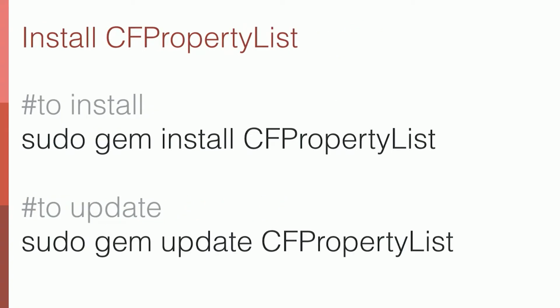If you don't have it, you can install it. It's very simple: sudo gem install CF property list. It'll take 30 seconds because it's just code, right? Or if you wanted to update it, sudo gem update CF property list.